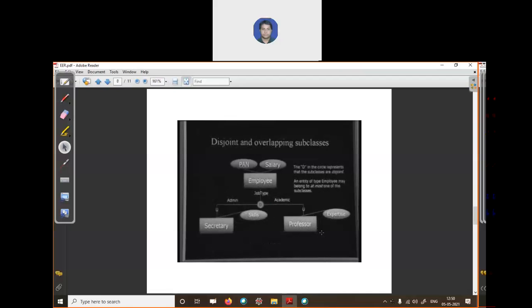Now the second is disjoint and overlapping subclasses. When we are creating subclasses and superclasses, there may be disjoint subclasses or overlapping subclasses. If it is disjoint, you can see here a D, it is not properly visible, but it's there. D means these two are disjoint subclasses, meaning no secretary is a professor and no professor is a secretary. It's completely disjoint subclasses.